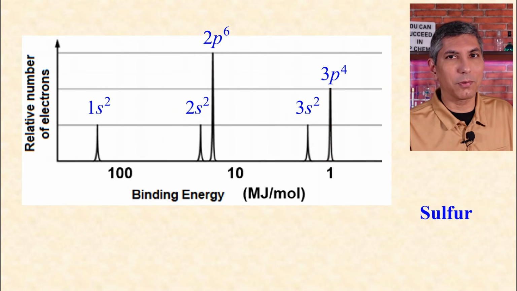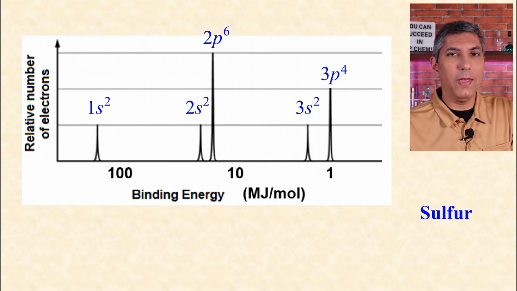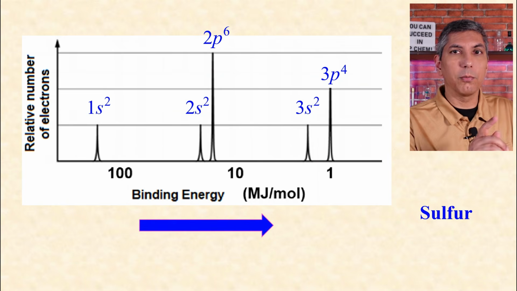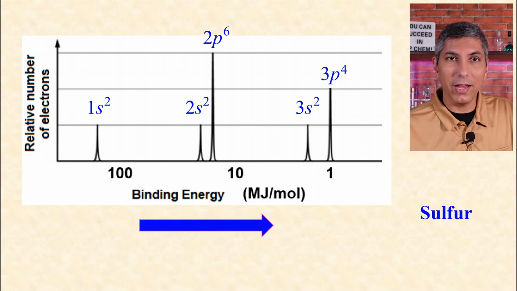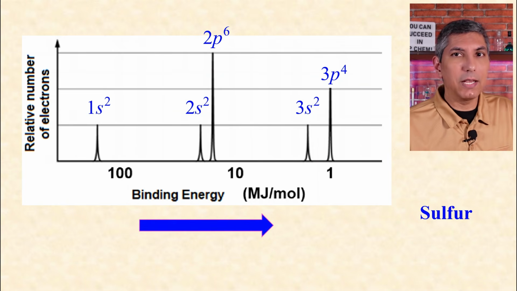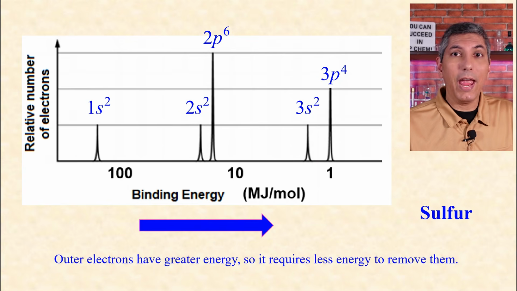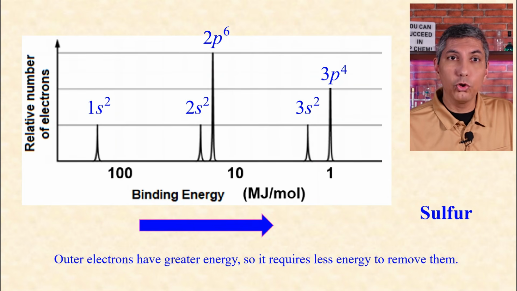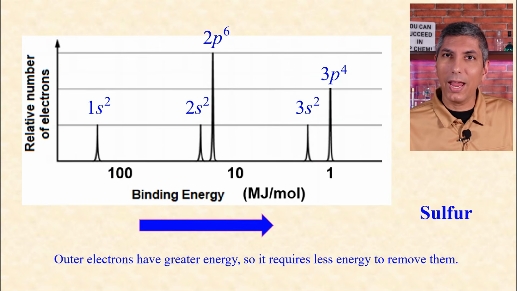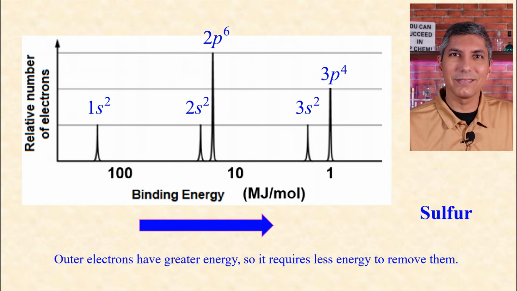is sulfur. Remember that on the x-axis, the binding energy gets lower as you go from left to right on this diagram. And that makes sense because the outermost electrons have the greatest energy. And because of that, it actually requires less energy to remove them. That's why binding energy gets smaller as electrons get farther away from the nucleus.